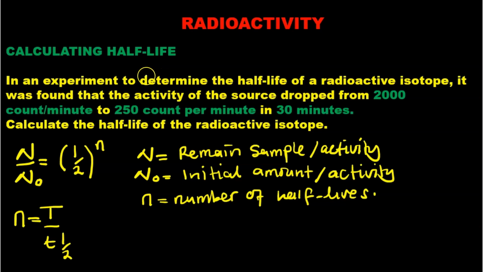In calculating the half-life, the first thing you need to know is this formula. So what is the formula? N divided by N naught is equal to half raised to the power n, where N is the amount of sample that remains after a period of time, and N naught is the initial amount of the sample or activity. And small n is the number of half-lives.